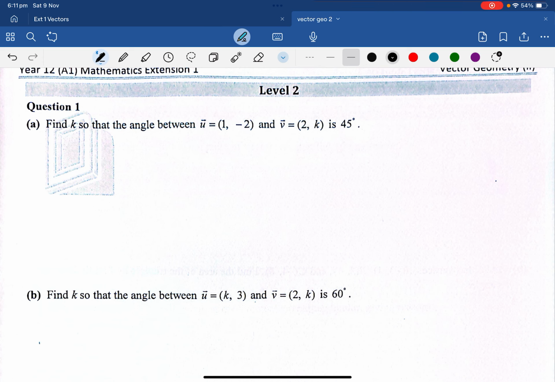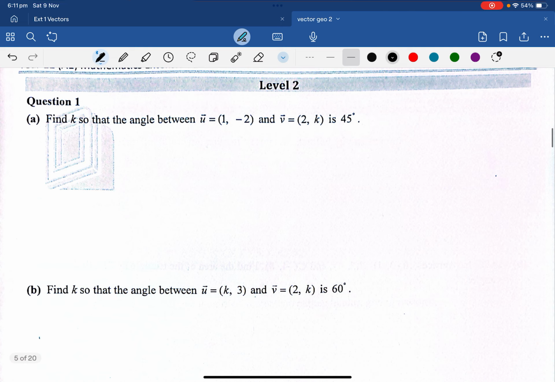Now, the first question is asking: find the value of k so that the angle between the vector u and vector v is 45 degrees. So, as always, let's construct a vector diagram. Our x and y axes, and now let's put vector u, which is at 1 and negative 2. So vector u is somewhere there, with 1 and minus 2 as vector u.